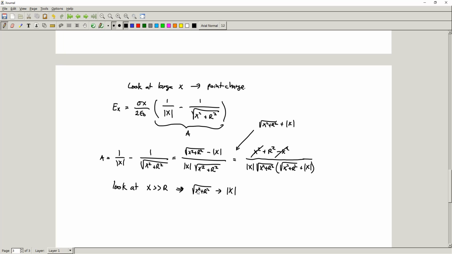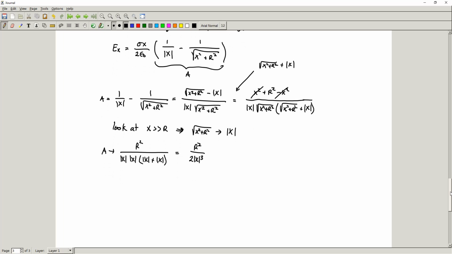And so what does A end up becoming? A will then end up going to, well, we're going to have an r squared in the top, which will be small, but it's still there. It's the only thing in our numerator. And what are we going to have in the bottom? Well, we started off with an absolute x. This square root here is going to give us another absolute x, and we're going to end up with an absolute x plus absolute x. And what does that look like? Well, that's just going to look like r squared in the upstairs and a 2 absolute x cubed in the basement. Okay.